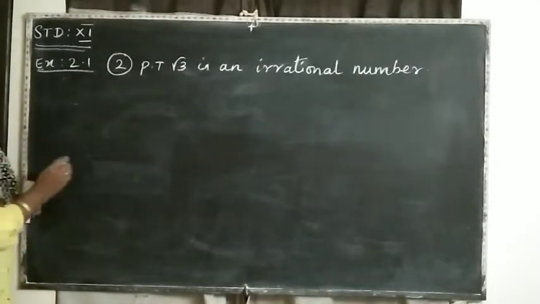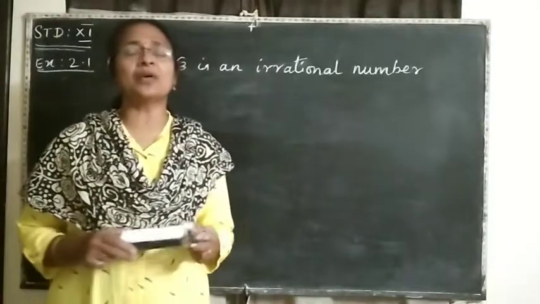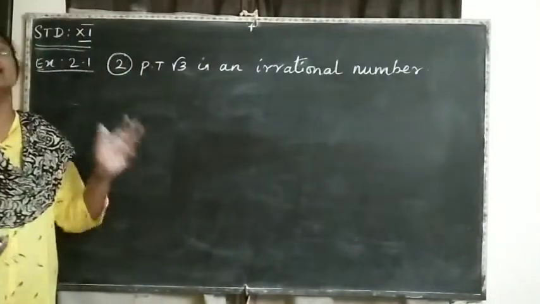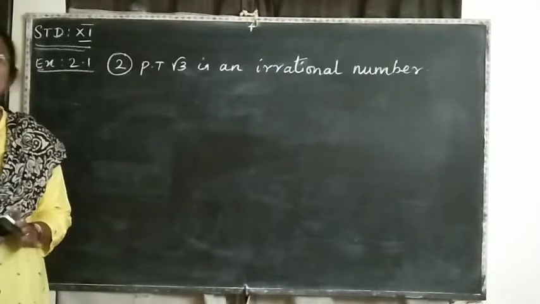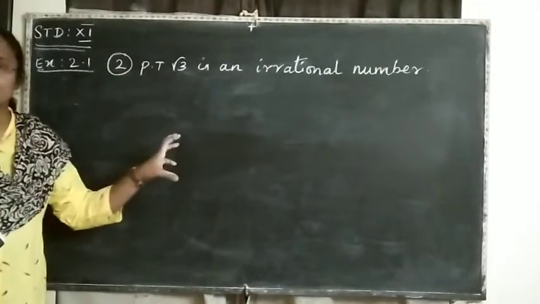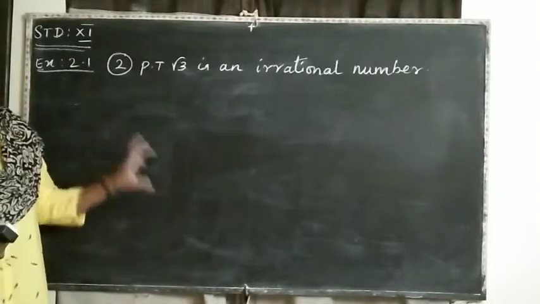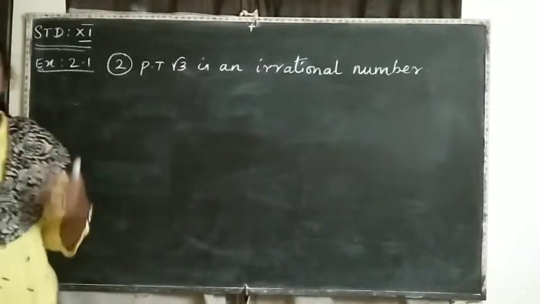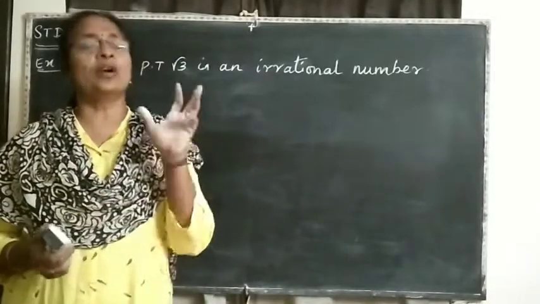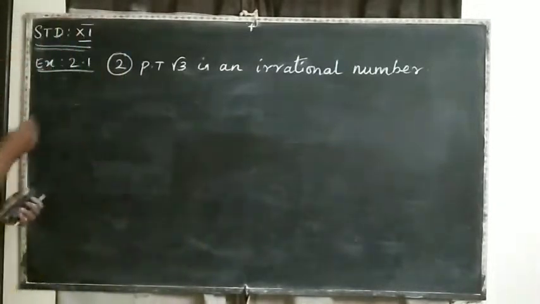Listen dear students, we are going to prove this result with a contradiction idea. What is meant by a contradiction idea? We are going to assume that root 3 is a rational number, and when we start to prove, there will occur a contradiction, which is not possible here. So we will conclude that our assumption, root 3 is a rational number, contradicts the result that has to be proved. Let's get into the proof of this sum.